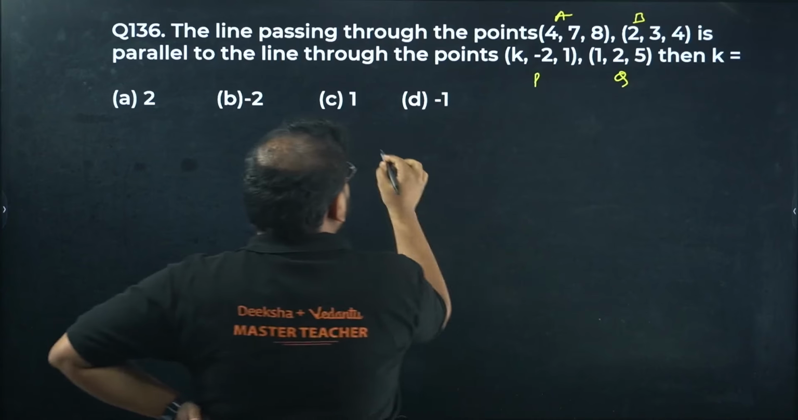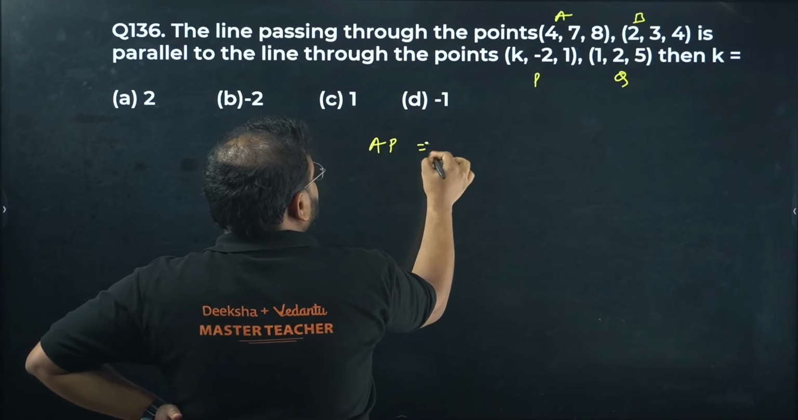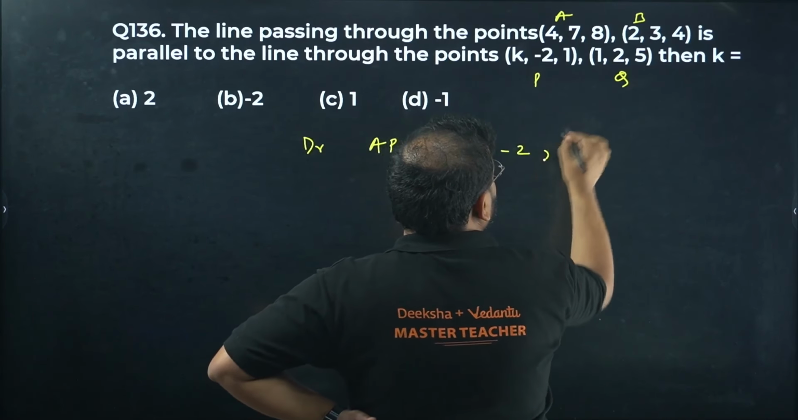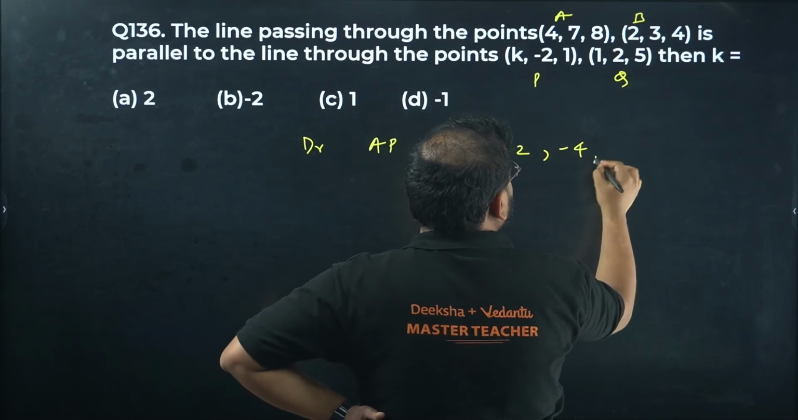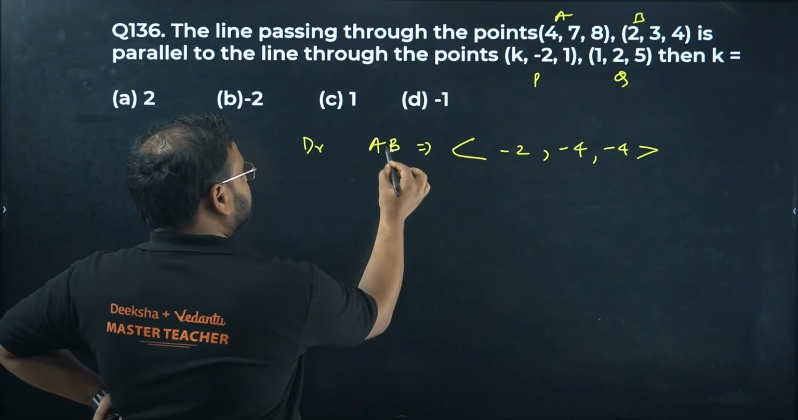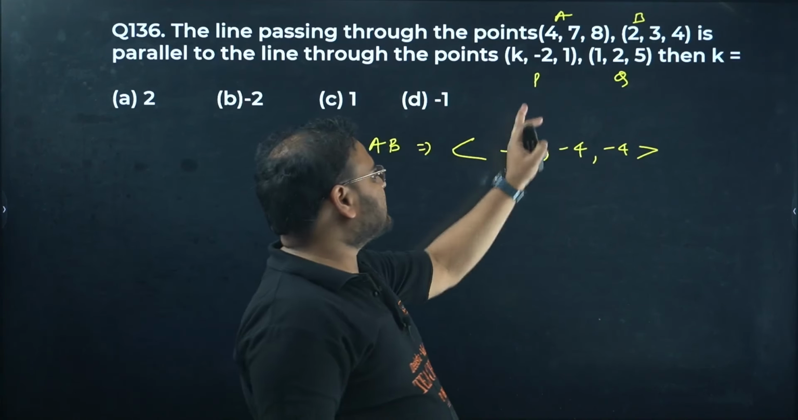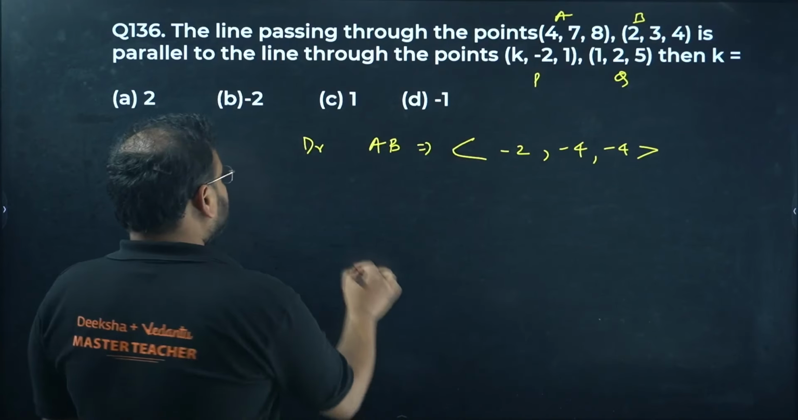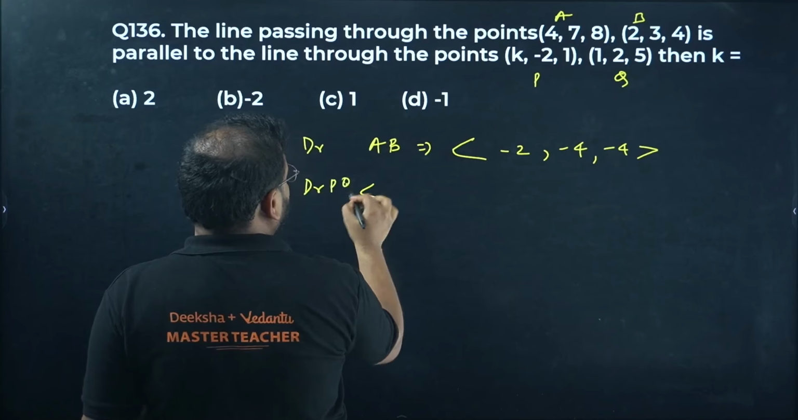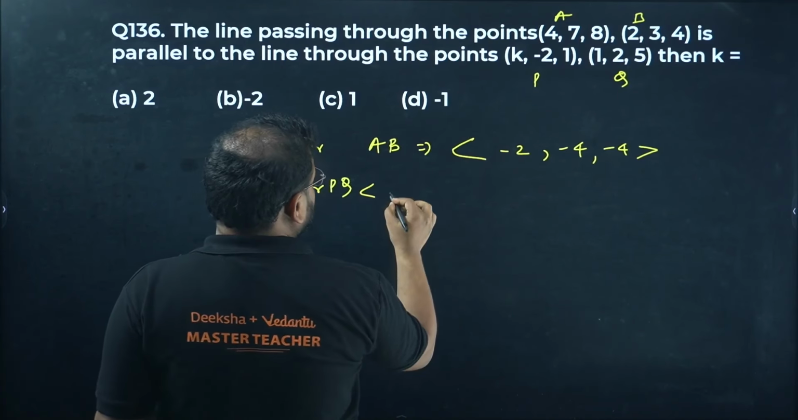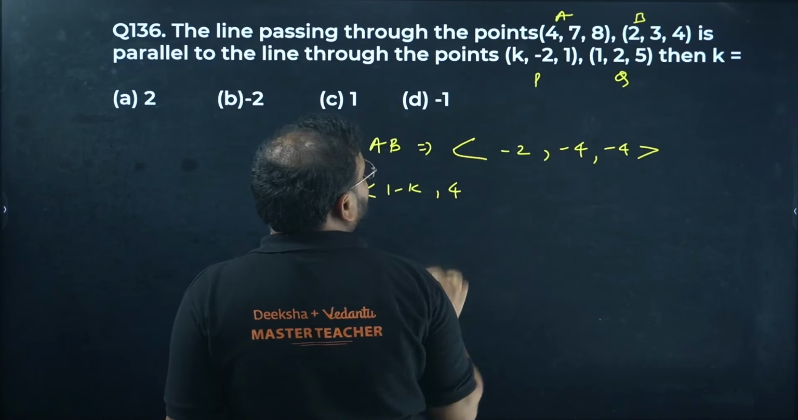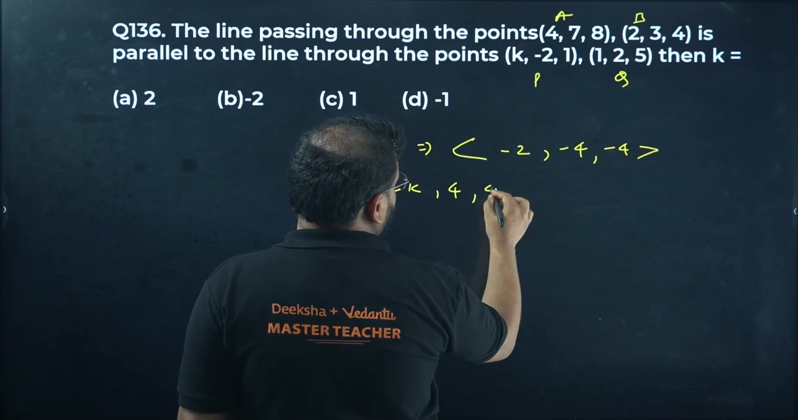Let's write the direction ratios. DR for AB: 2 minus 4 is minus 2, 3 minus 7 is minus 4, and 4 minus 8 is minus 4. Correct, no? Now let's write the DR of PQ. For this you'll have 1 minus k, 2 minus 2, so 4, and 5 minus 1, so 4.